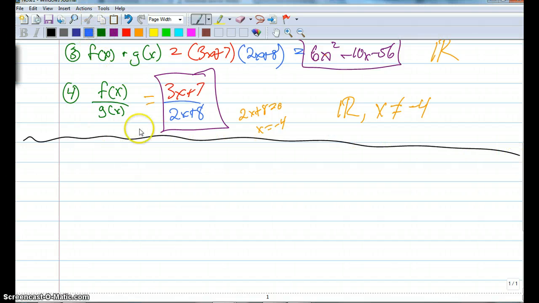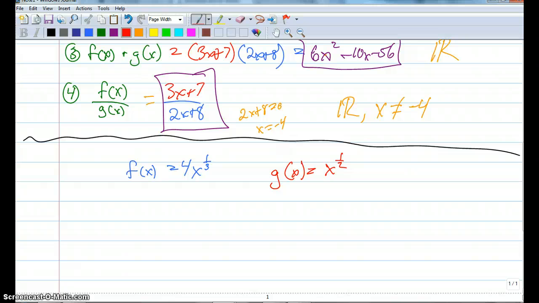Let's do a new f of x and g of x. F of x in this next example, oh, f's going to be blue this time. F of x is equal to 4 times x to the 1/3 power. And g of x is going to be x to the 1/2 power.